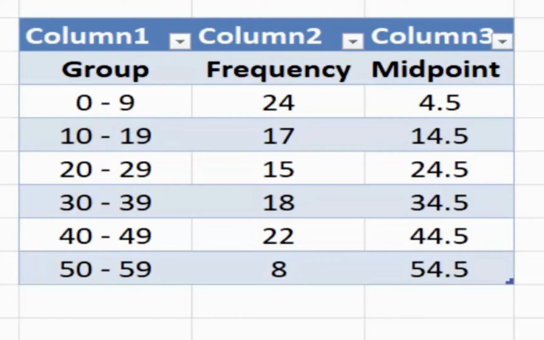So if I ask you which value is used to represent all the values in a particular class, the answer would be the midpoint. So all 24, we're assuming that it's 4.5. All these 17, we're assuming it's 14.5, which is the midpoint of each group. For instance, the last group, all these 8, we're assuming that each one is at 54.5.